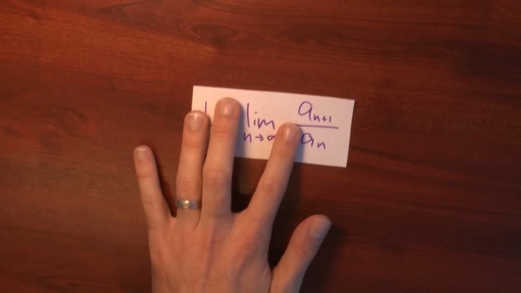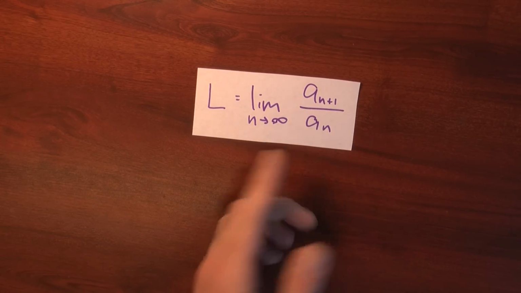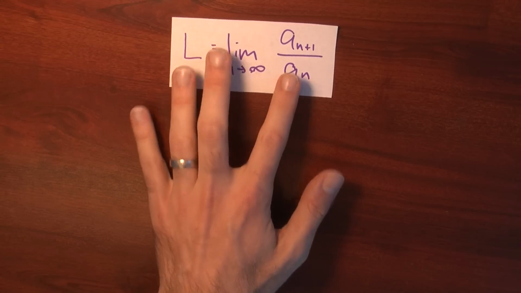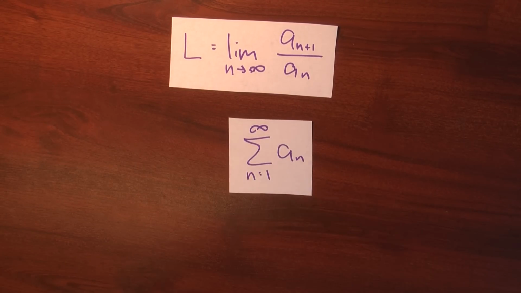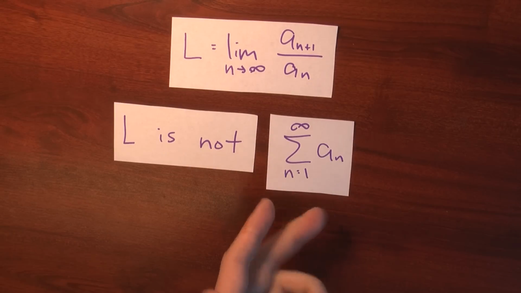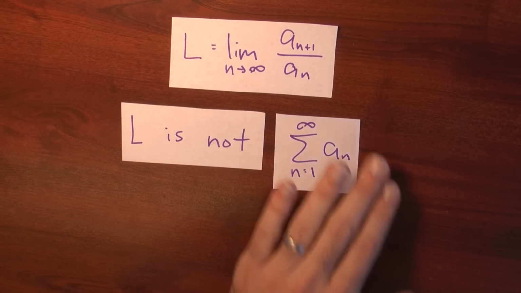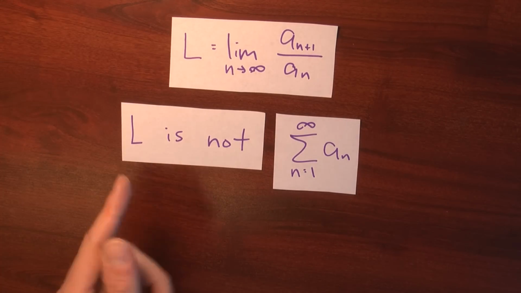So that's the ratio test. But finally, a warning. The ratio test tells us to compute this, the limit of the ratio between subsequent terms. It's important to emphasize that that limit is not calculating this. What the ratio test is telling us is not the value of this series. What the ratio test is providing information about is whether or not this series converges or diverges. That's what this big L is helping us find.